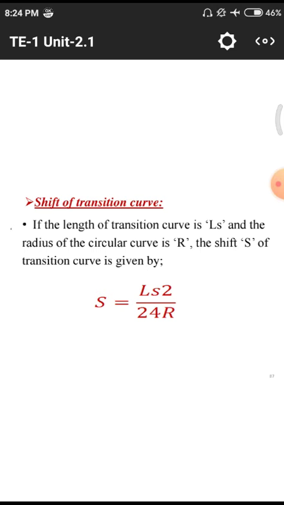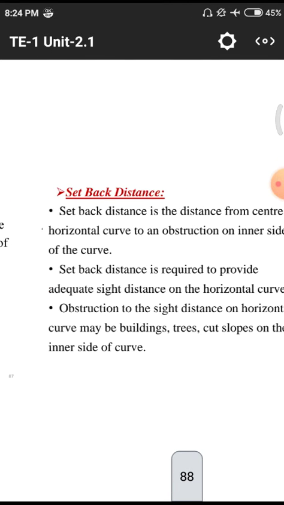If the length of the transition curve is Ls, the radius of the circular curve is R and the shift is S, the shift is given by Ls square by 24R. That means S equals Ls square by 24R, where R is the radius of the curve, Ls is the transition length, and S is the super elevation error.